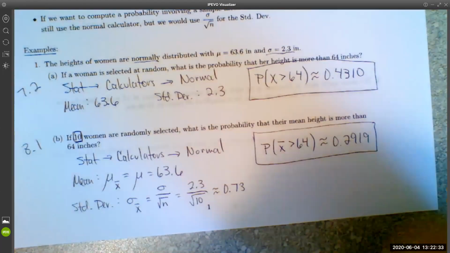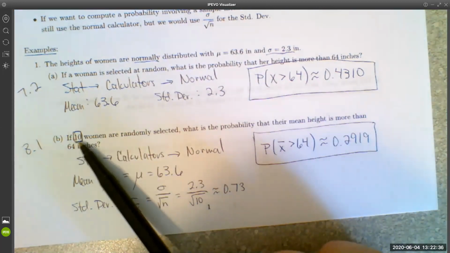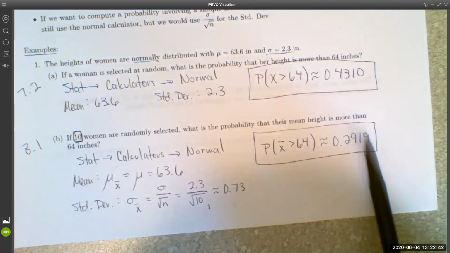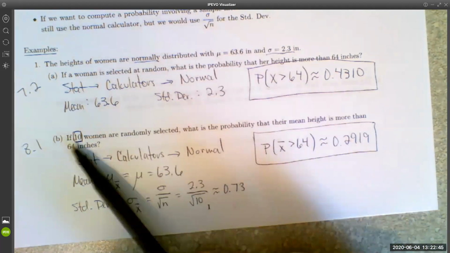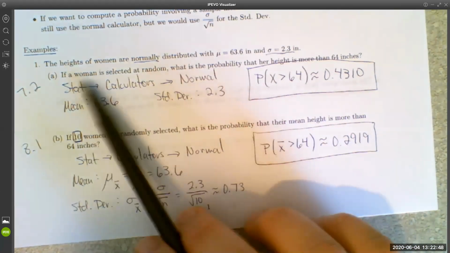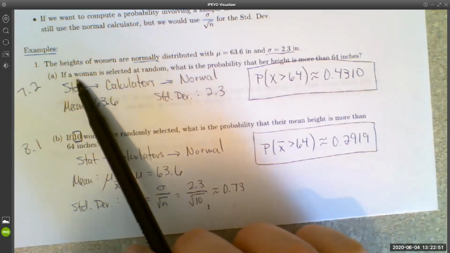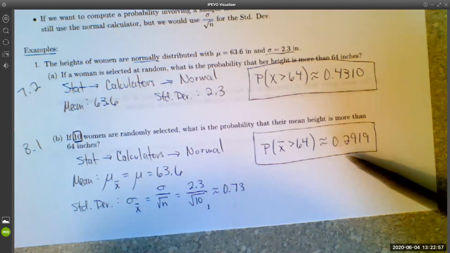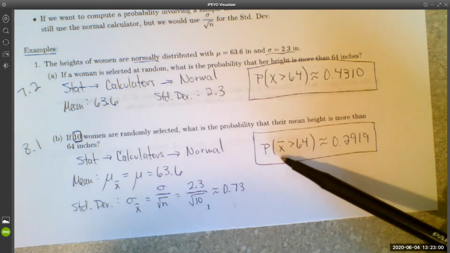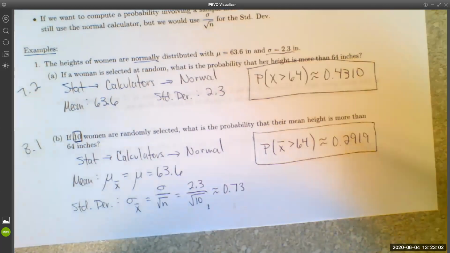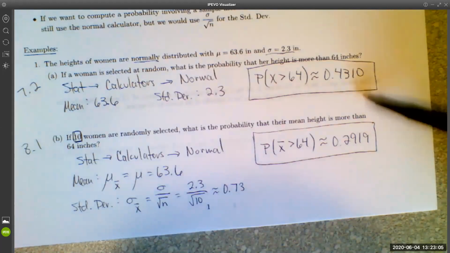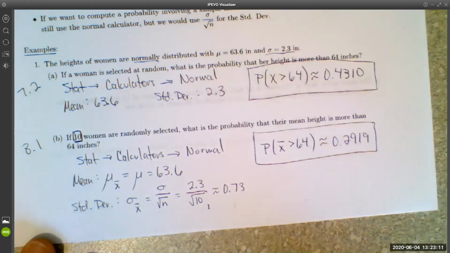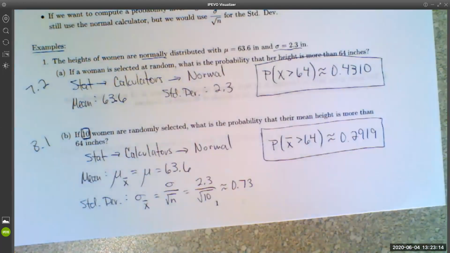But if you went out and collected a sample of 10 women, then the probability that their sample mean is more than 64 inches is going to be a little bit less likely, because the population mean is 63.6. Here our sample size was 1, and here our sample size was 10. The more women we add to our sample, the less likely it is that our sample mean differs from the true population mean. So it makes sense that this probability decreased. It's not always going to decrease, but in this case, it makes sense that it did. Hopefully that makes some sense to you.